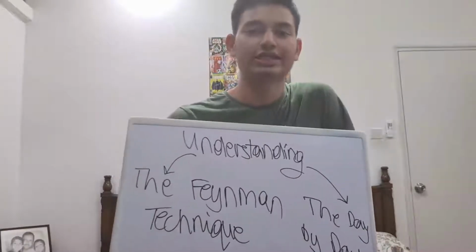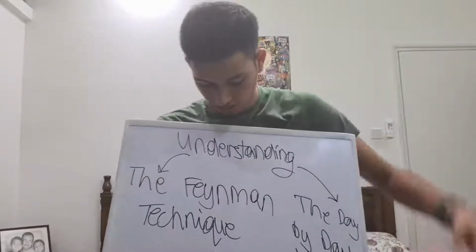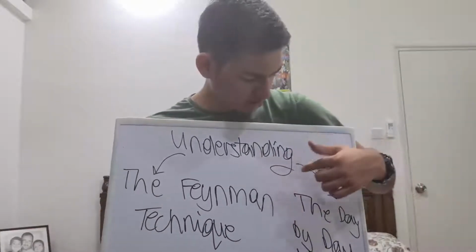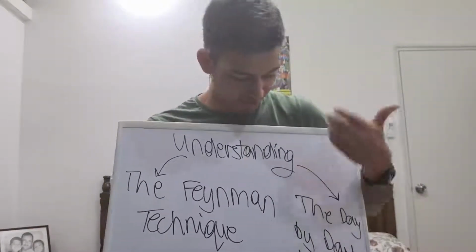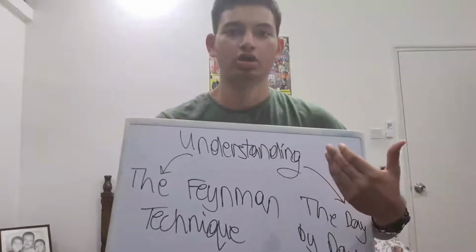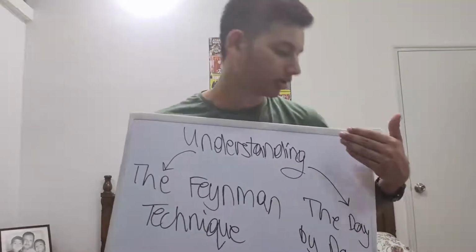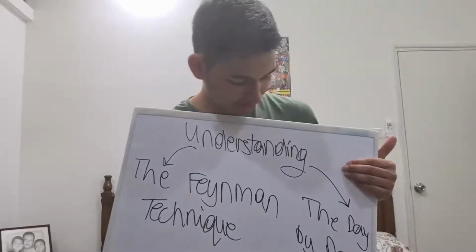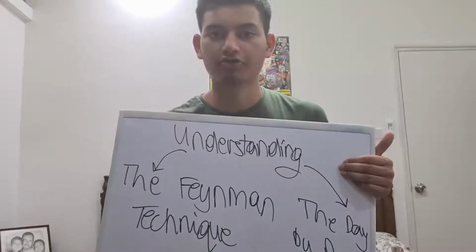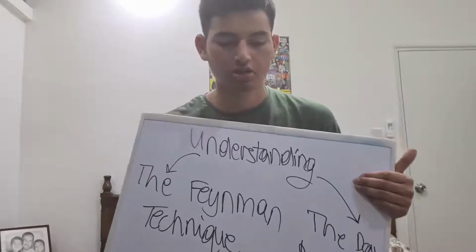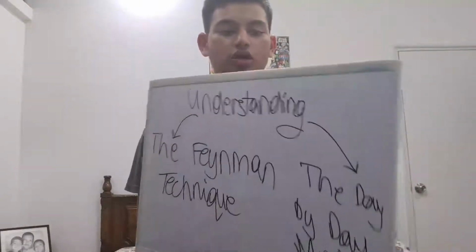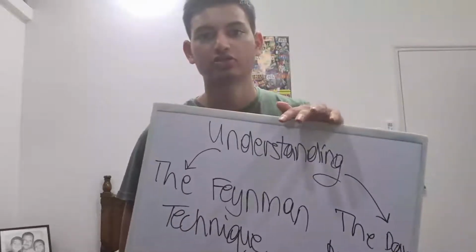It comes down to 2 techniques. The first one is very well known, the Feynman technique. And the second one is also widely used, but I've put a personal term on it that I just came up with. I'll call it the day-by-day method. So, in my opinion, the key to understanding lies in the combination of these 2 methods.